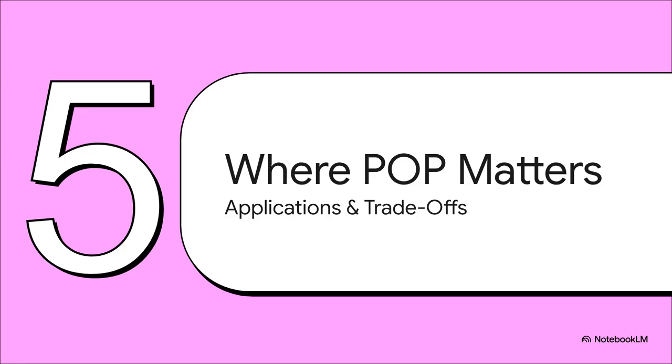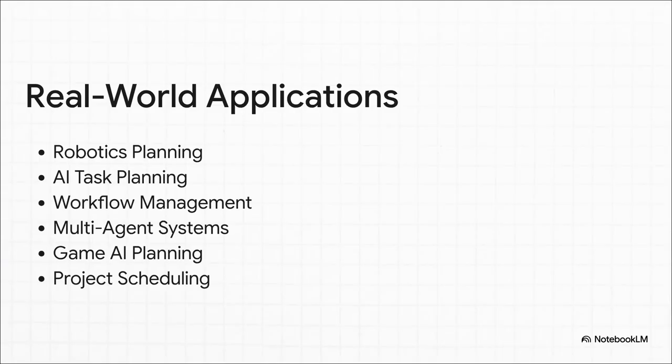So this all sounds great in theory, but where does it actually show up in the real world? Let's take a look at where POP is being used and also talk honestly about its trade-offs. Trust me, POP is not just some academic idea. It's being used to help robots plan their movements, to manage complex business workflows, and to coordinate whole systems of multiple AIs working together. It's even used to create smarter, more believable AI characters in video games. Basically, anywhere you need a plan that's smart and can adapt on the fly, POP is an incredibly valuable tool.